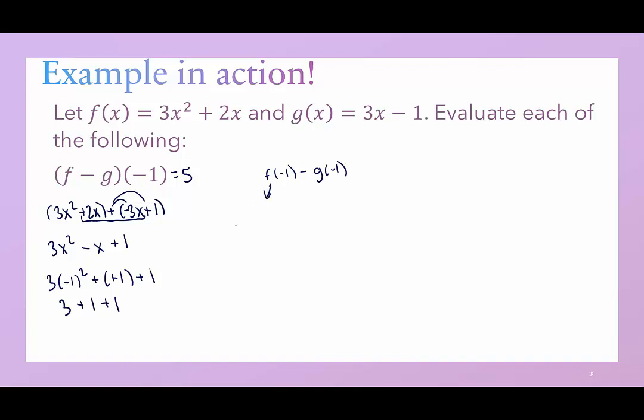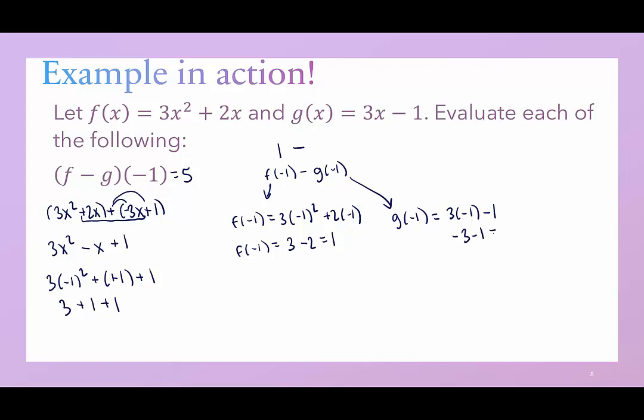Let's start with f of -1. F of -1, we have 3 times -1 squared plus 2 times -1. -1 squared is 1. 1 times 3 is 3. 2 times -1 is -2. And 3 minus 2 is 1. So I have 1 minus whatever I compute for g of -1. That's 3 times -1 minus 1. That's minus 3 minus 1, which is minus 4. So I'm subtracting -4 from 1. That becomes plus plus, and I get a 5. Voila, we end up at the same result as we should.